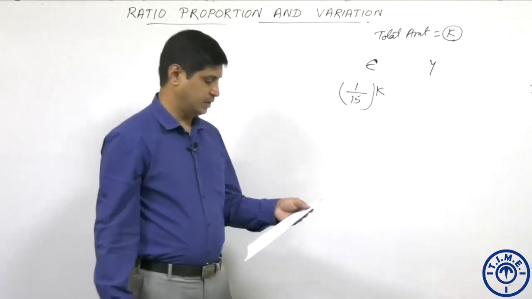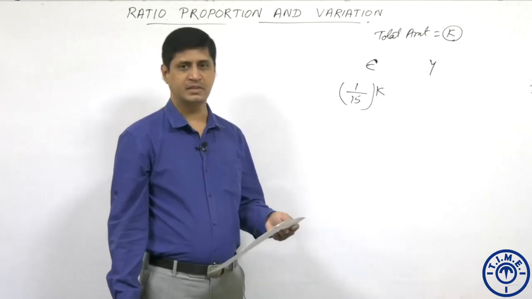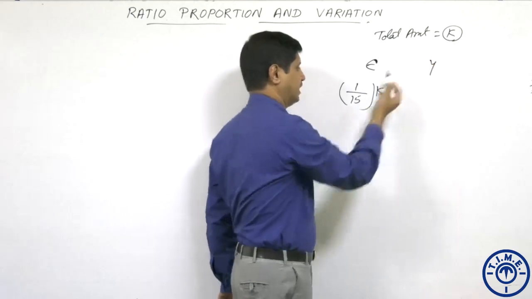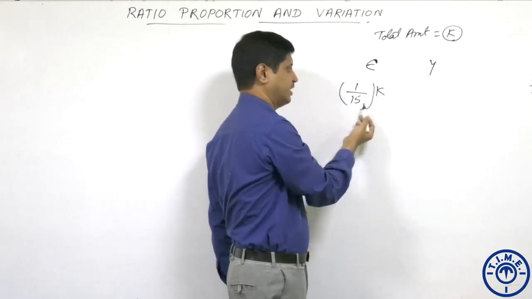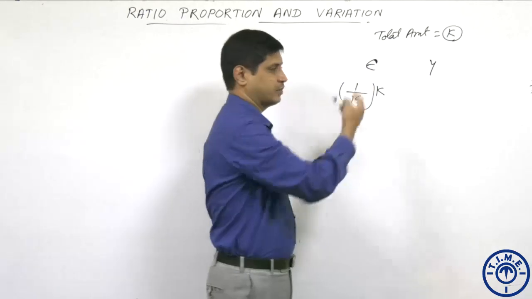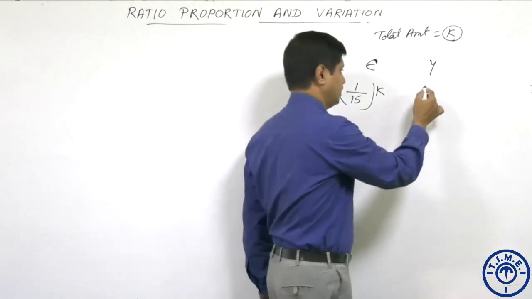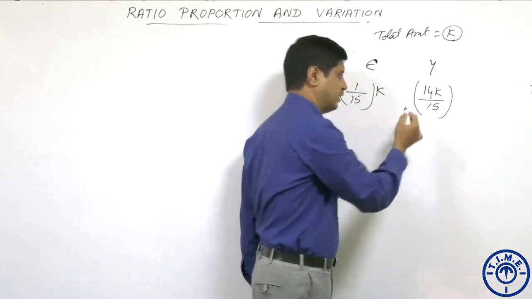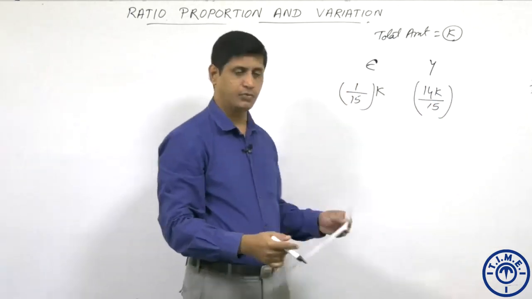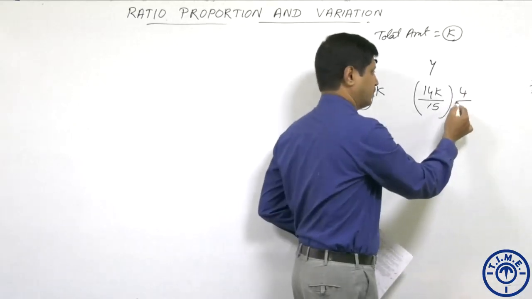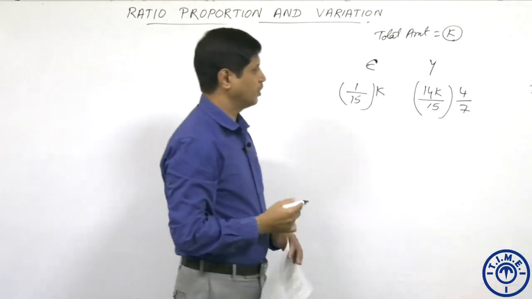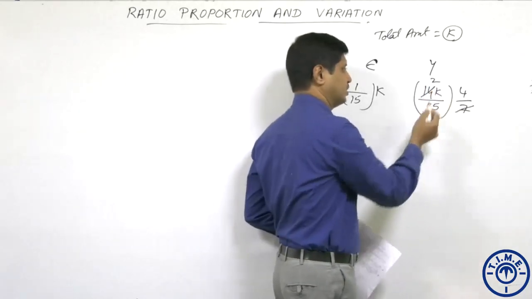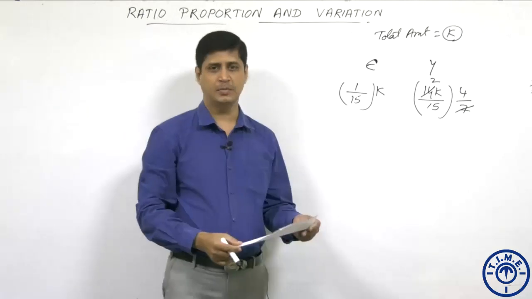What about the younger one? The younger one gets 4 by 7th of the remaining. The remaining means the total amount minus the elder's share. The elder's is K by 15. When you subtract from K, the result is 14K by 15. This is the remaining value. Now, 4 by 7 of this: simplify, 14 by 7 goes 2 times. The share of Y is equal to 8K by 15.